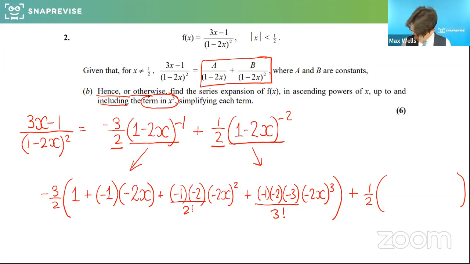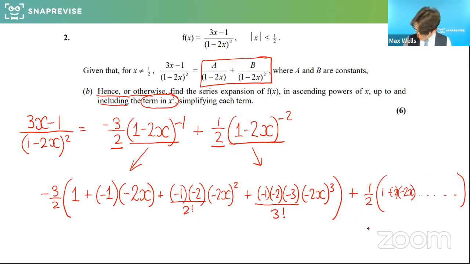So this is going to be 1, and then it's going to be, what have we got going on here? So we've got to be careful with this bit. The -2 times -2x squared, and so on, and the same thing.